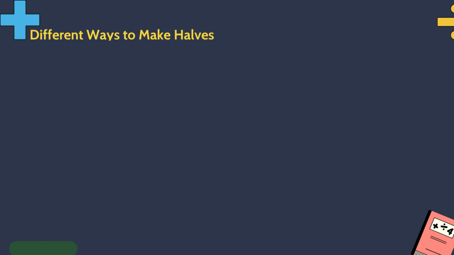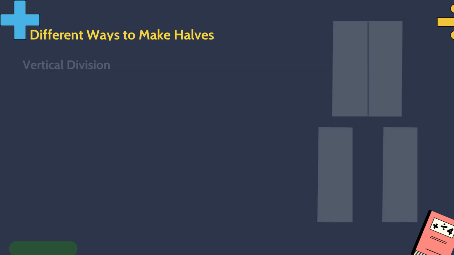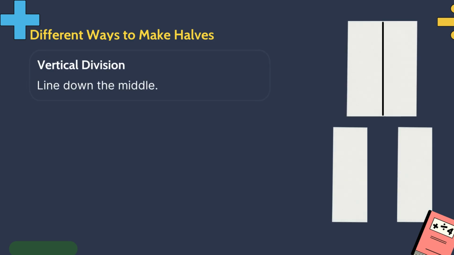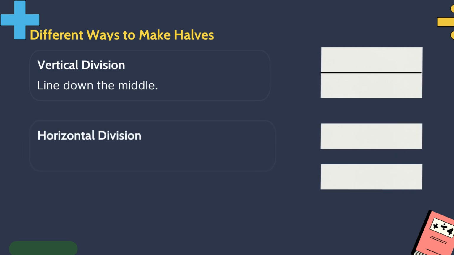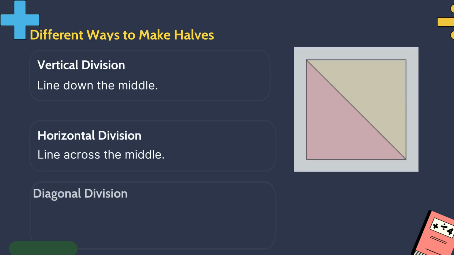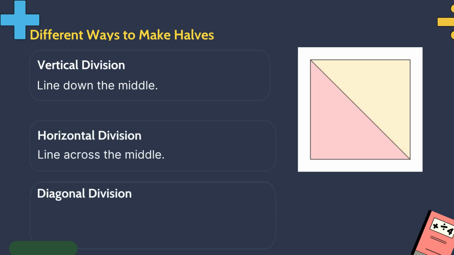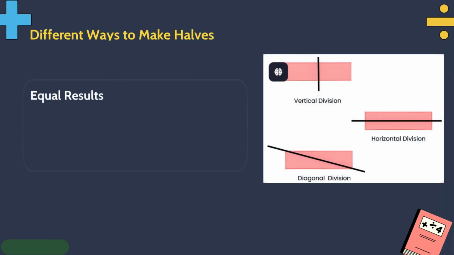There are different ways to make halves. For vertical division, you can draw a line down the middle. For horizontal division, you draw a line across the middle. Another method is diagonal division, where you draw a line from one corner to the opposite corner. Regardless of the method used, each method should create two equal parts, which means each part is a half.